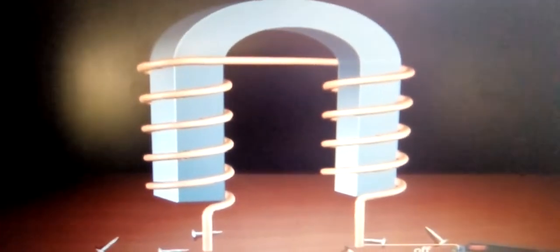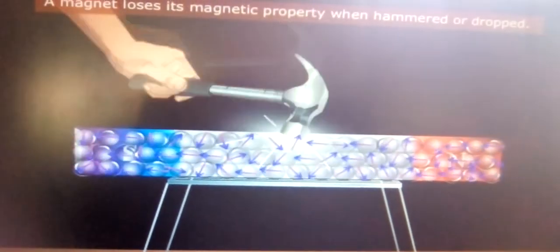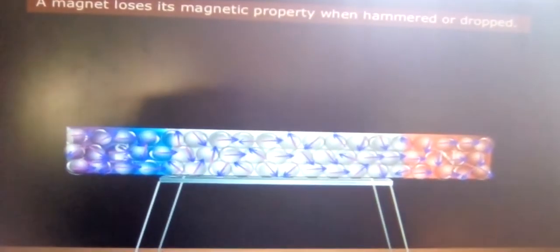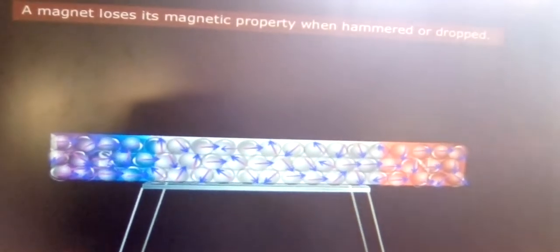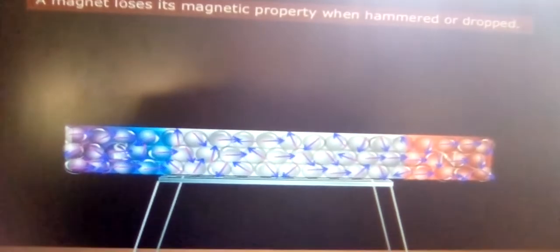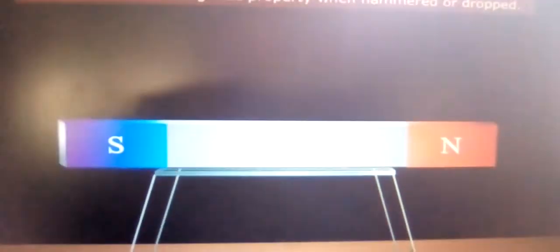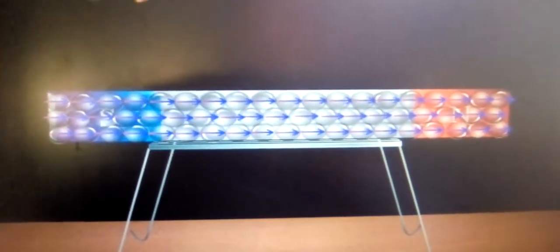Okay, now we are going to look at how to demagnetize a magnet. We can demagnetize the magnet by heating it or hammering it. So when you hit it, the already aligned atomic magnets will be disorganized, and they will face in a random direction, meaning that you have demagnetized it completely. So they are in one direction, now they are in random direction.